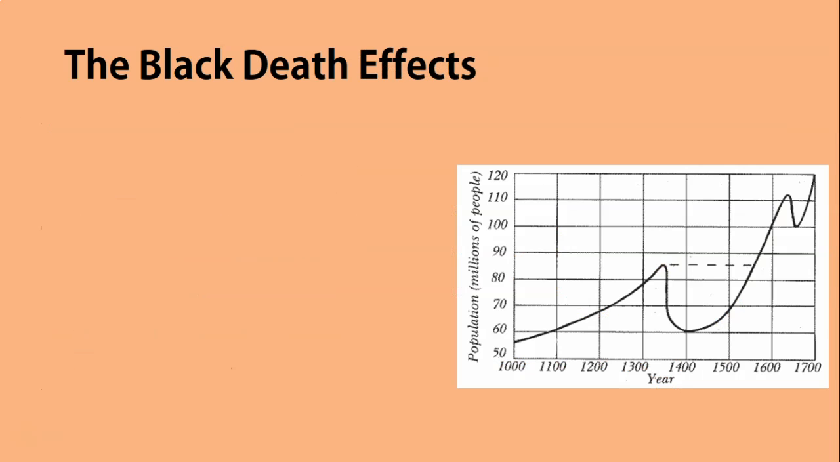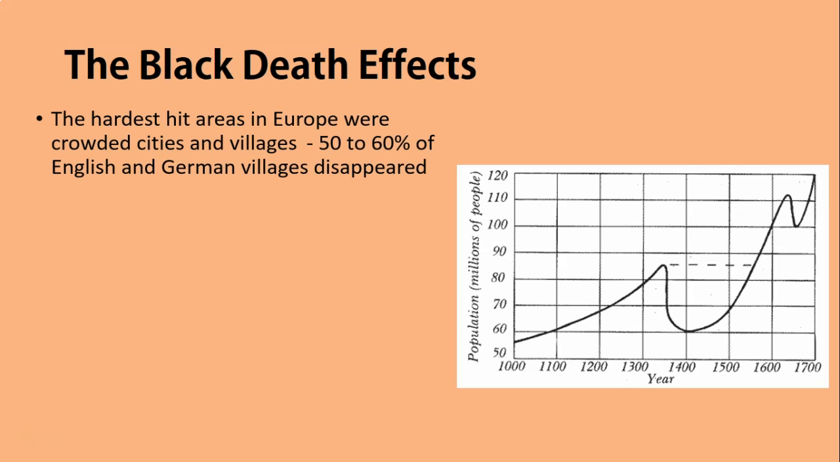So, what were the major effects of this massive epidemic? Well, the first thing, a lot of people are going to die. Simply put. The hardest hit areas in Europe, though, are going to be our crowded cities and villages. Because think about it. If people are living on top of one another, you're going to have a lot of filth. You're going to have a lot of garbage. If you know anything about rats, rats like garbage.